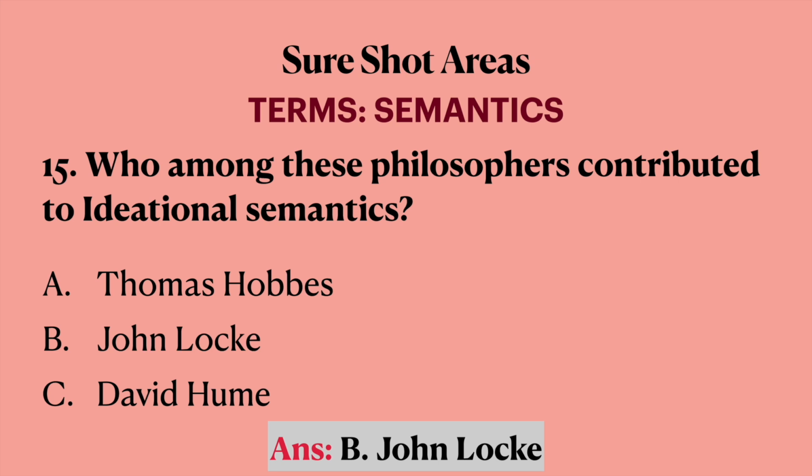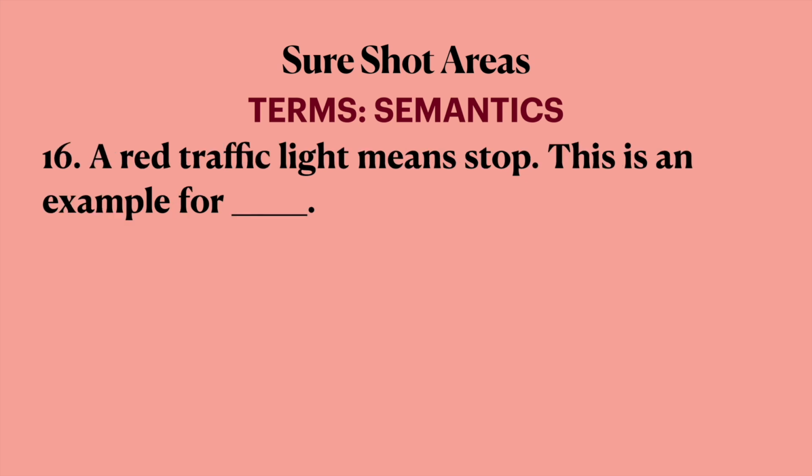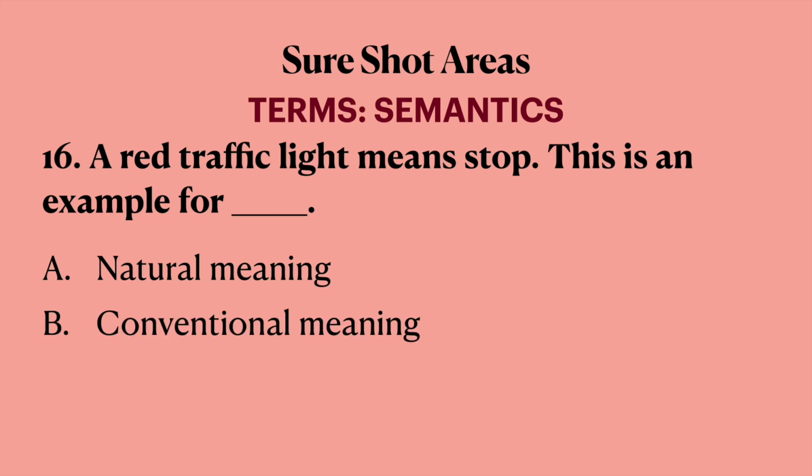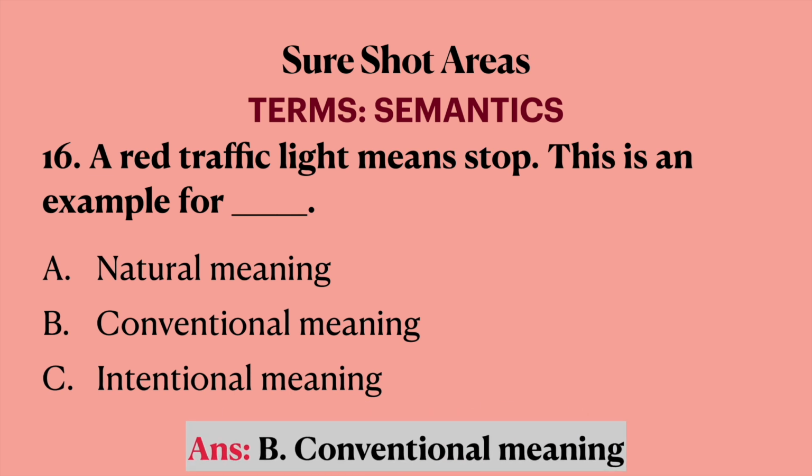John Locke. Again, a question from semantics. A red traffic light means stop. This is an example of A. Natural meaning. B. Conventional meaning. C. Intentional meaning. Now you're wondering what these are. I'll tell you after you tell me the correct answer. And the correct option is option B.